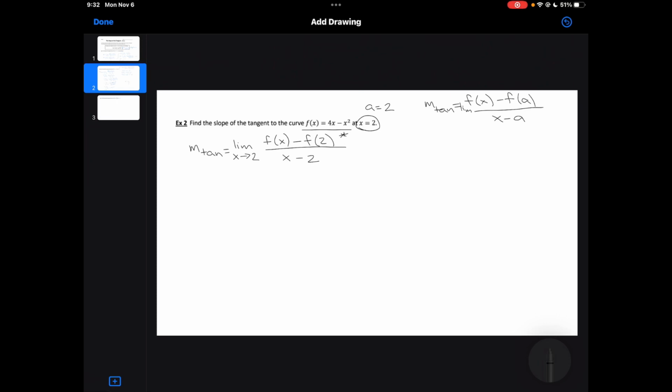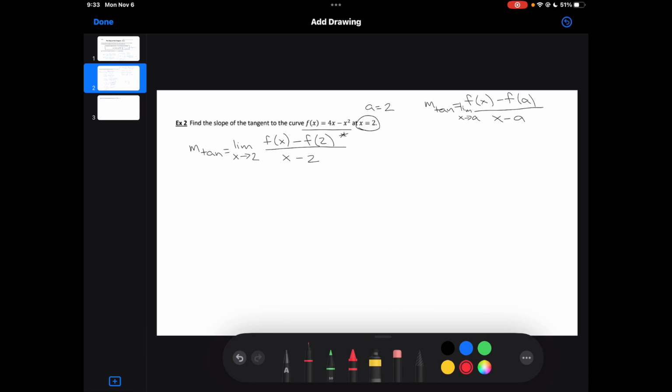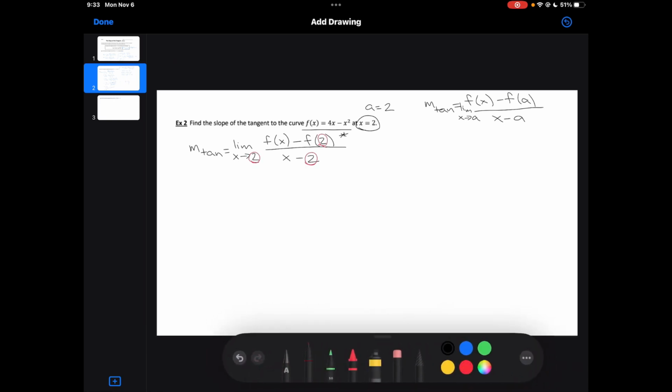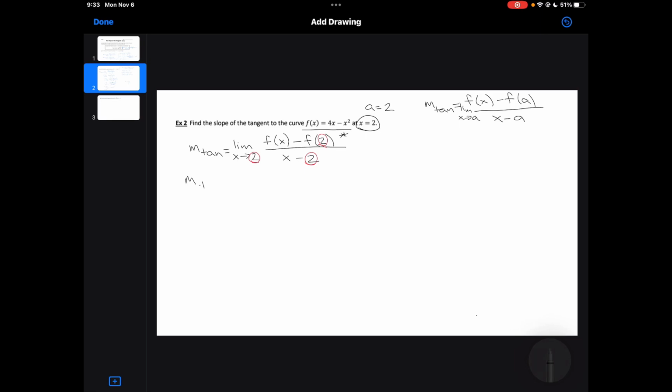I can't forget my limit. X goes to a. Here I'm just substituting in the value that I know. So I know that 2 is a, so I've put that in wherever I see an a. My next step is going to be to substitute in and evaluate. So f at x, I can just write that down. And then I'm going to take away f at 2. So I've got 4 times 2 minus 2 squared all over x minus 2.